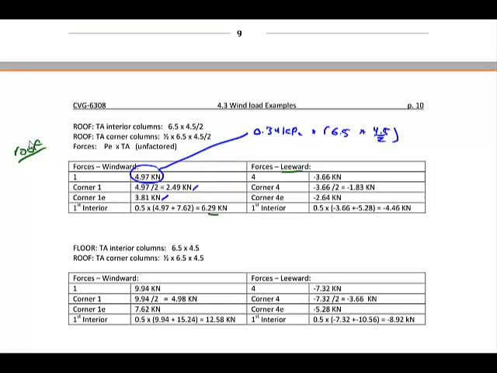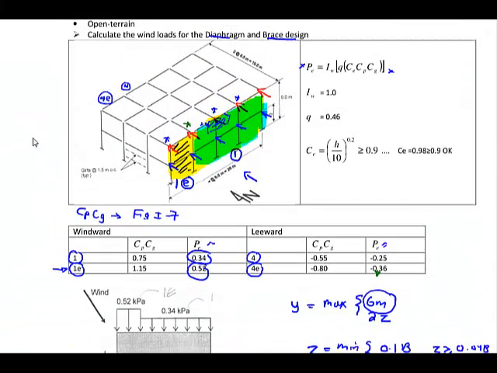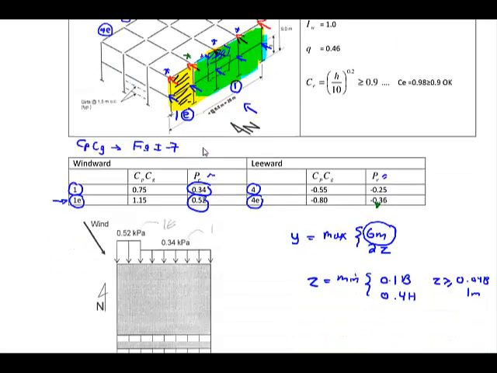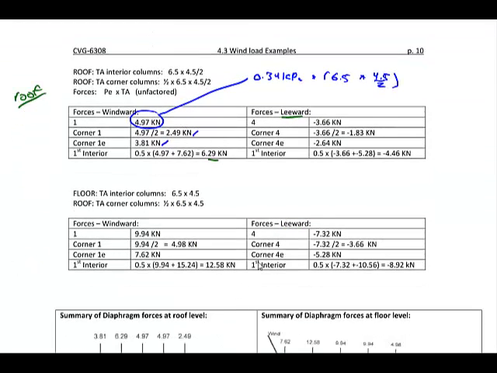For the floor, it's the exact same thing. So we have the same pressures, except now the tributary area is just double, right? Because if I look at this column, the tributary area now is the same width, it's 6.5 meters, but now you have double. You have 4.5 over 2 from the top and 4.5 over 2 from the bottom. So that's why these values are just double what I have up here. So these are the values here.